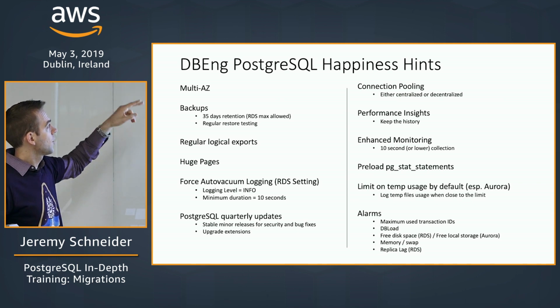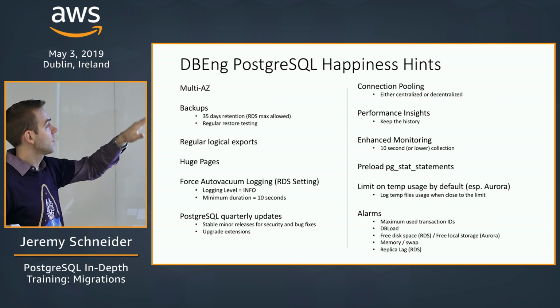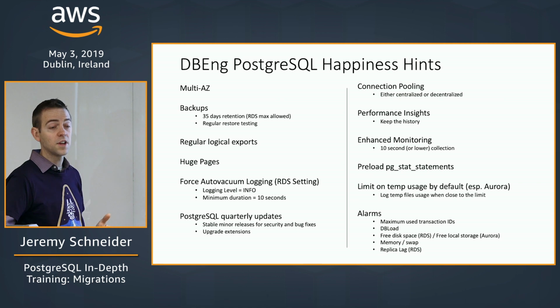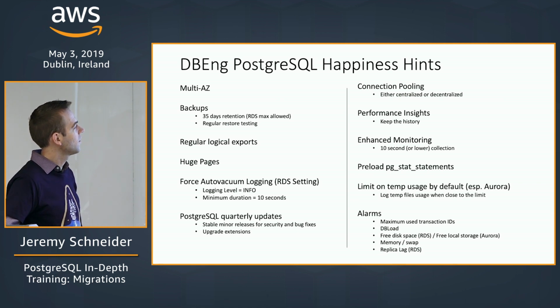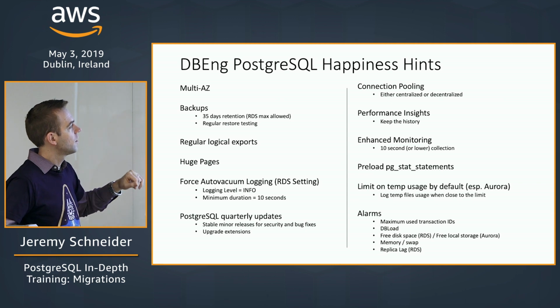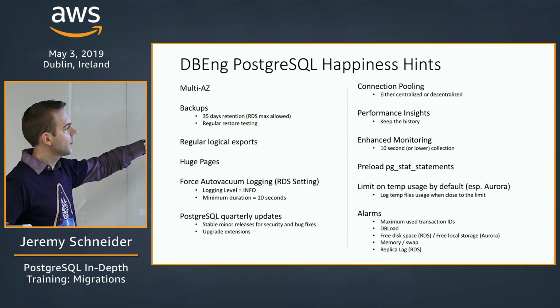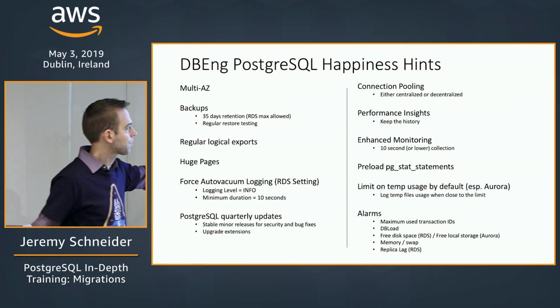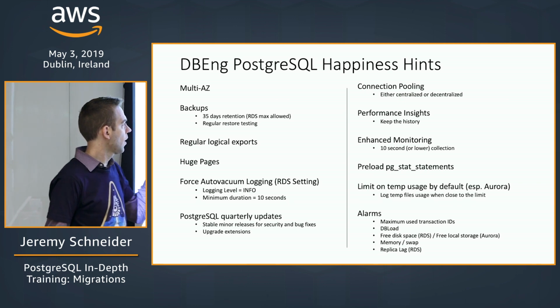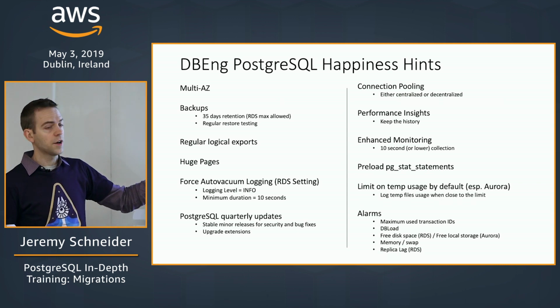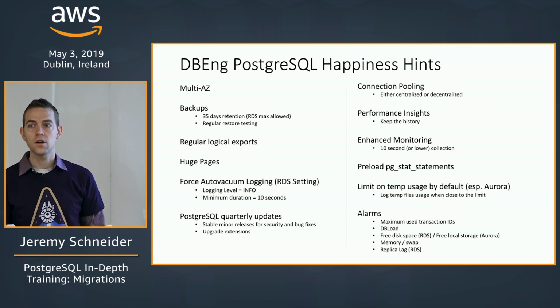So multi-AZ backups, logical exports, huge pages and connection pooling we talked about yesterday, and we were just talking a little bit more about this morning. Auto vacuum logging, talked about auto vacuum some more yesterday as well. And the logging here, oh, by the way, the idea of forcing auto vacuum logging is an RDS thing, not a Postgres thing.